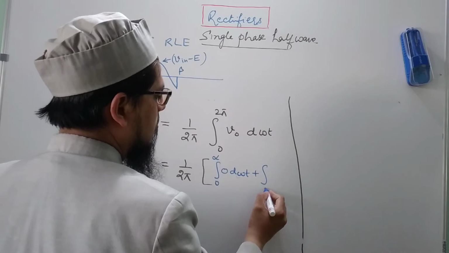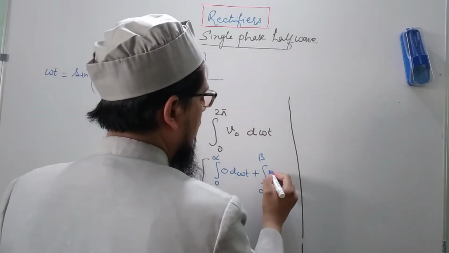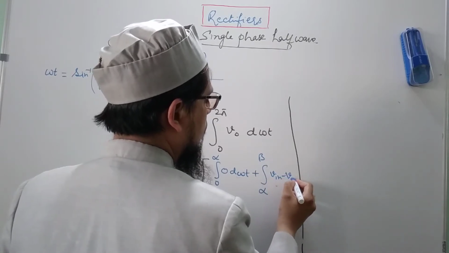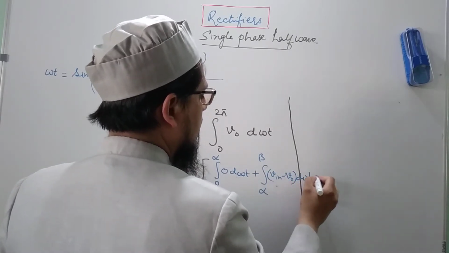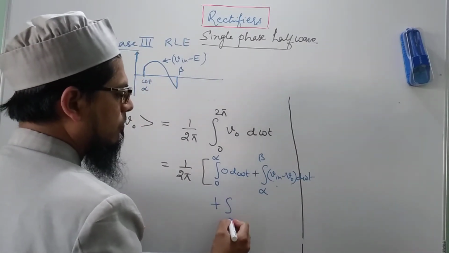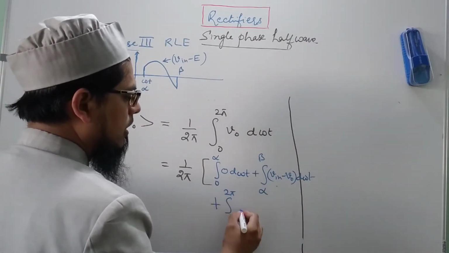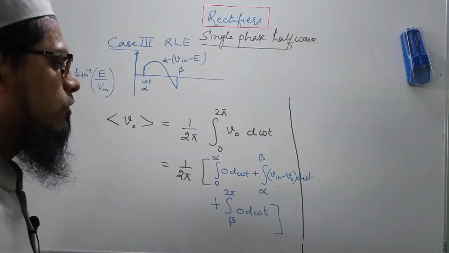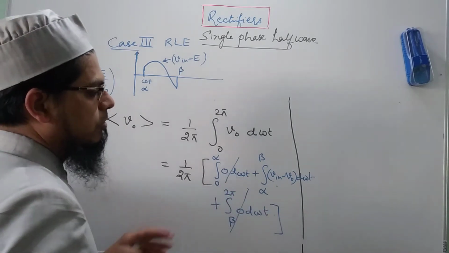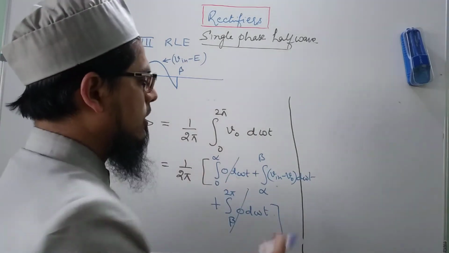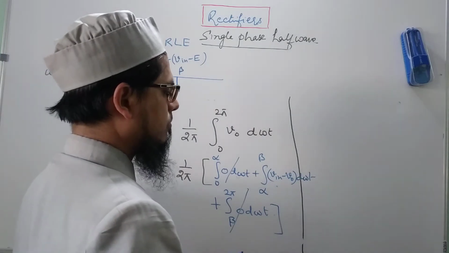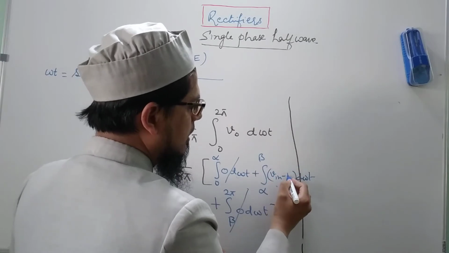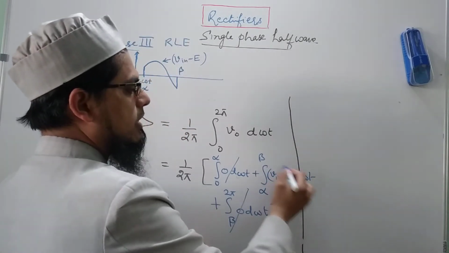plus from alpha to beta, and here we will have the input voltage V in minus V o d omega t, and then plus from beta to 2 pi, again we have this 0. Okay, so these two go because nothing to integrate, we are left with this expression. Oh sorry, it is not V in minus V o, rather it is V in minus E. This complete expression is V o.